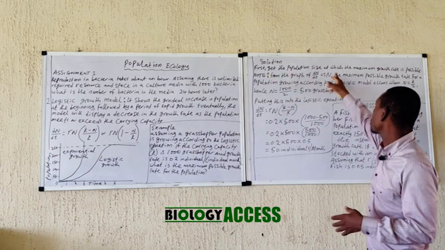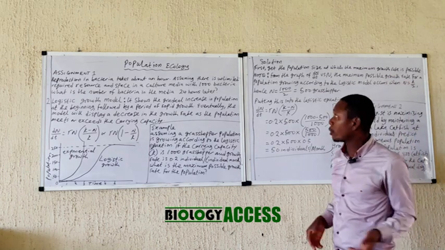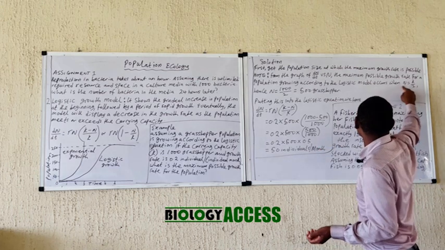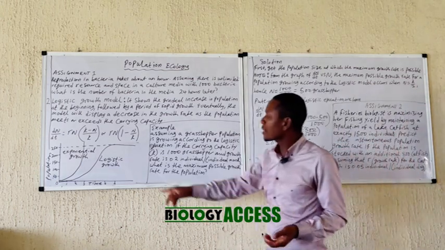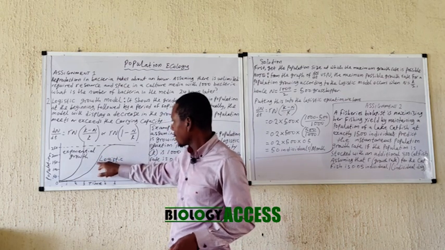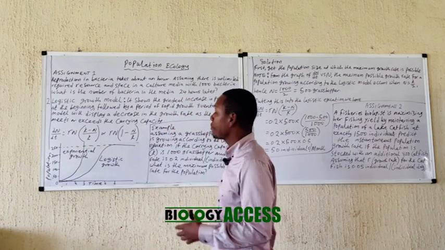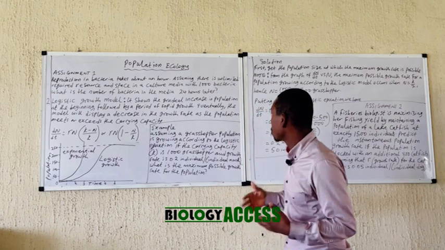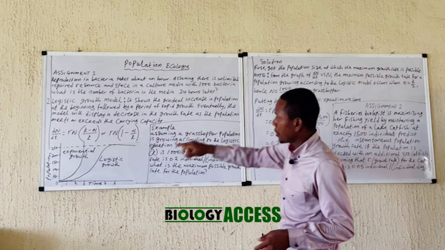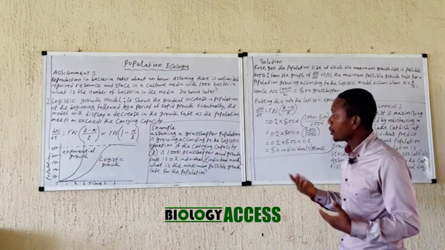So that's the reason why I wrote here. First, you have to get the population size at which the maximum growth rate actually occurs or is possible. And that population size is gotten where you have N equals K over 2. You can see in this place, at half the carrying capacity, the population is growing exponentially. That's where we actually have the maximum growth rate happening. So you have the population size at this place being where the maximum possible growth rate actually happens.